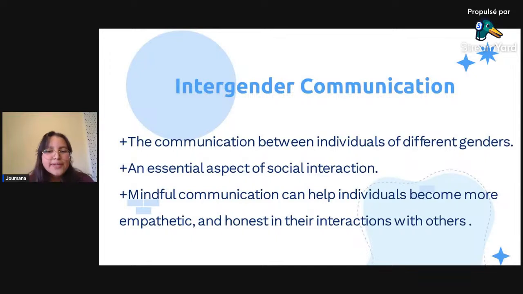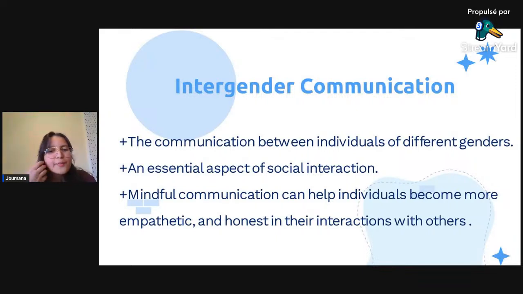Intergender communication is an important aspect of interpersonal communication and is practically relevant in contexts such as workplaces, educational settings, healthcare, and everyday social interactions. Effective intergender communication contributes to respectful and harmonious relationships among individuals of diverse gender identities and expressions.